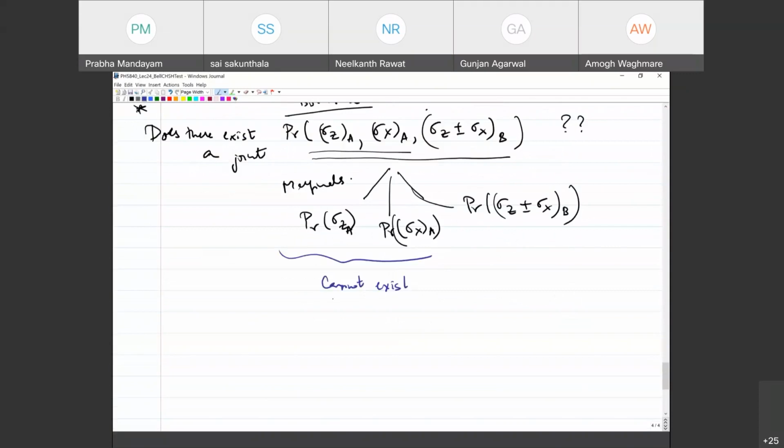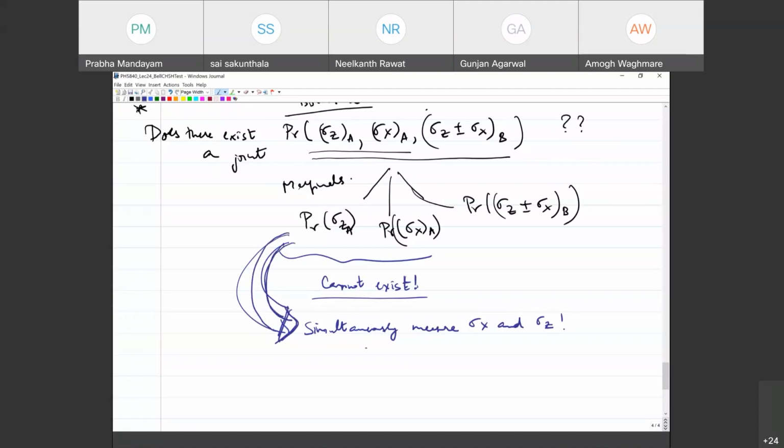Because it would mean that these marginal probabilities are well defined, right? But they are not. Because if this were possible, then it would mean that I can simultaneously measure X and Z. That's what this would lead to. If I have a way to jointly assign probabilities on the same system, then, because again, you go back, how do you assign probabilities? Through the Born rule.